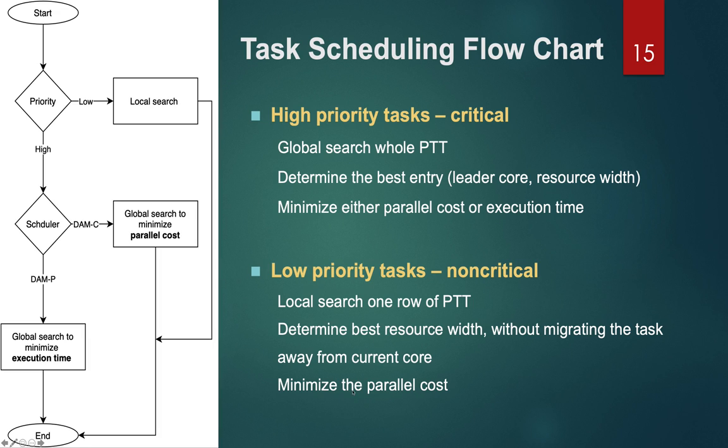This figure shows the task scheduling flow chart. It combines the different priorities and different targets. For low priority, local search. High priority, global search. Then it depends on DAMC and DAMP.